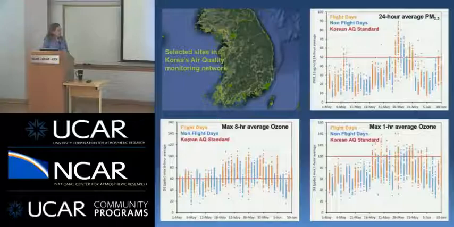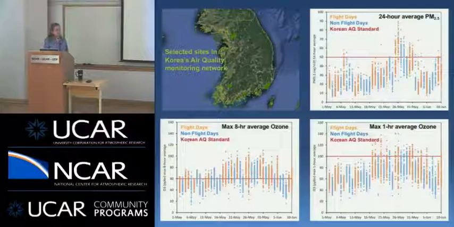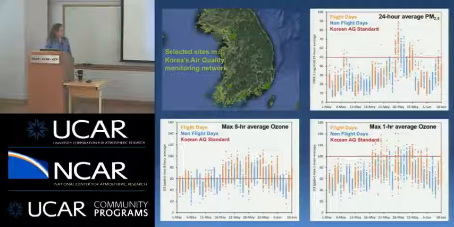Another set of data that we can look at immediately were the real-time air quality monitors that we downloaded preliminary data from during the campaign. So this is PM and ozone on the bottom. This is from a collection of sites near Seoul, but also a number of other cities around the peninsula. The points colored in orange are the days that the airplanes flew, the DC-8 in particular, and the blue points were other days. And the Korean air quality standard is shown as a red line here.